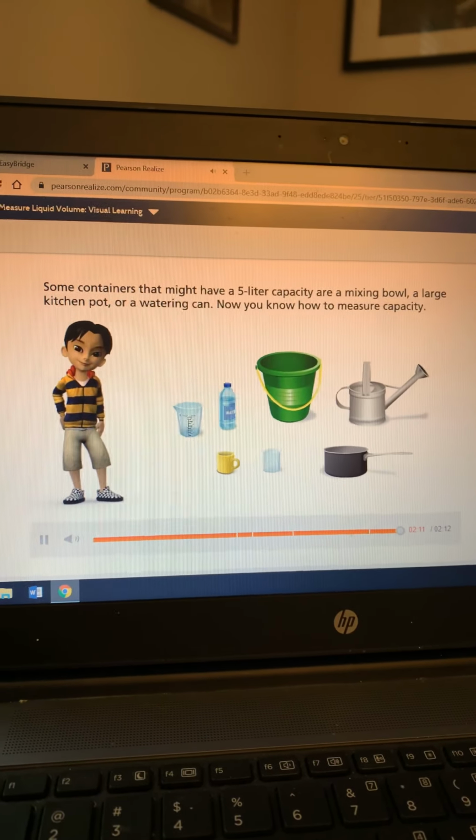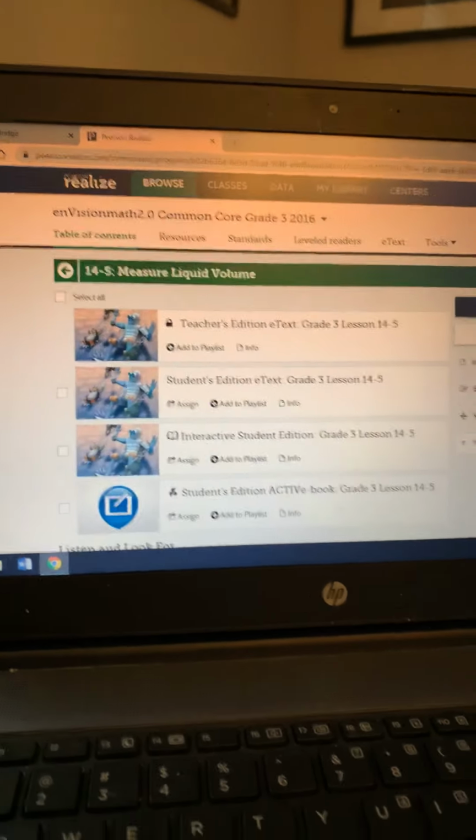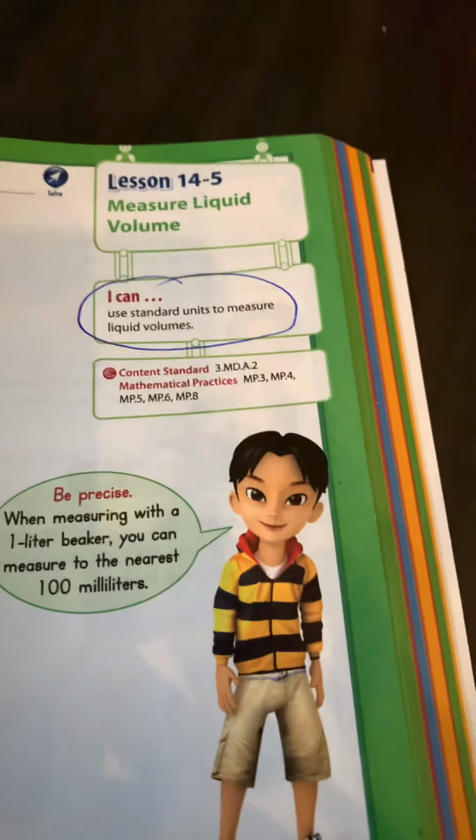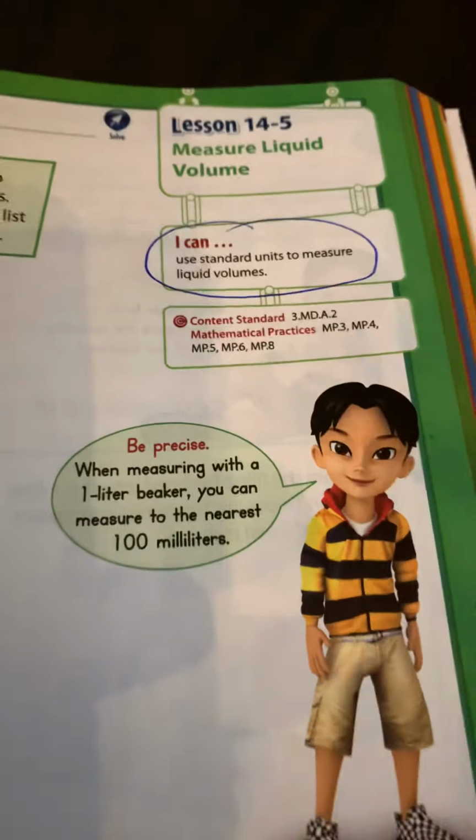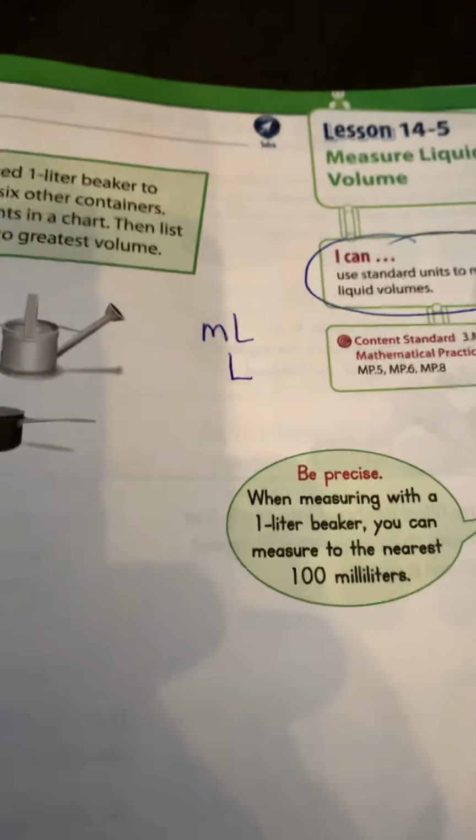All right, beautiful. Let's move on to our book here, boys and girls. First things first, like we always do, let's circle our I can statement. I can use standard units to measure liquid volumes. The units we're going to use are milliliter and liter. Write those right there for me, please.